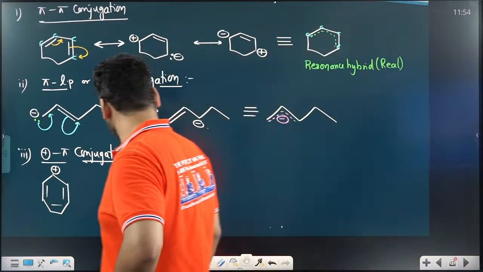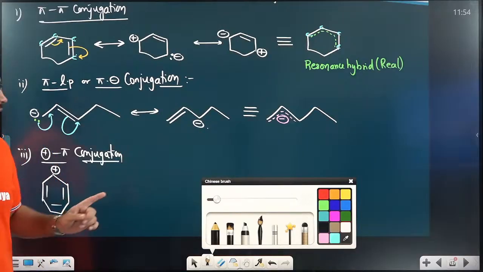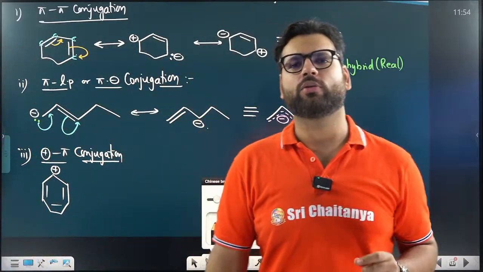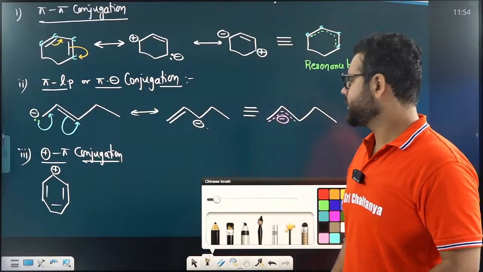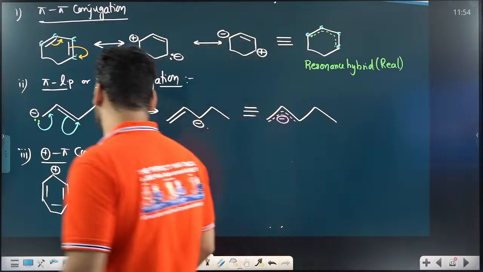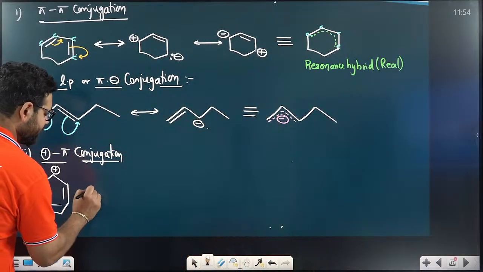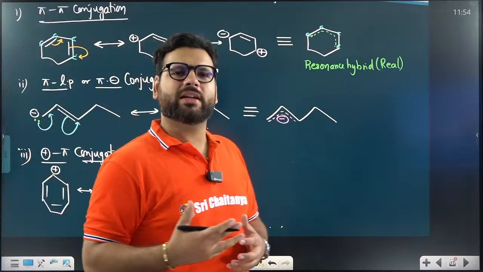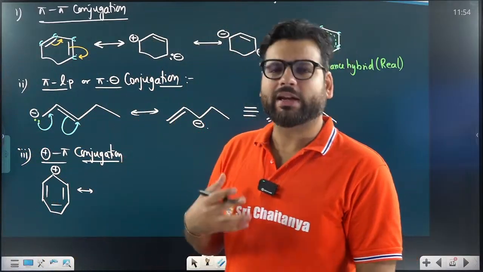So you will see that once you draw, this positive charge could go on any of the 7 carbons. It could go on any of the 7 carbons. So you can get a total of 7 canonical structures. I'll show you how to draw. So what to do when there is pi, nothing, plus conjugation? Plus means electron deficient.